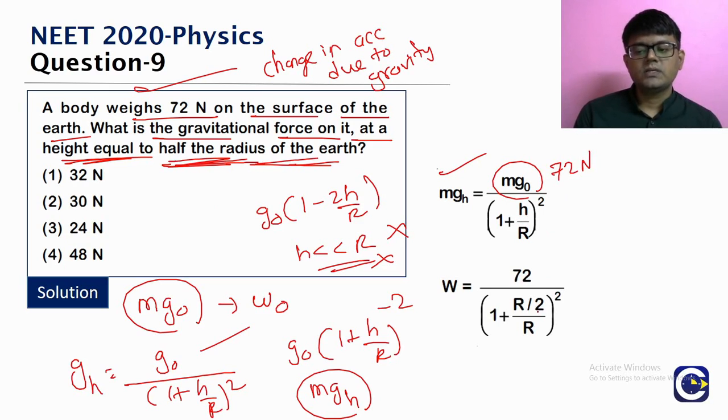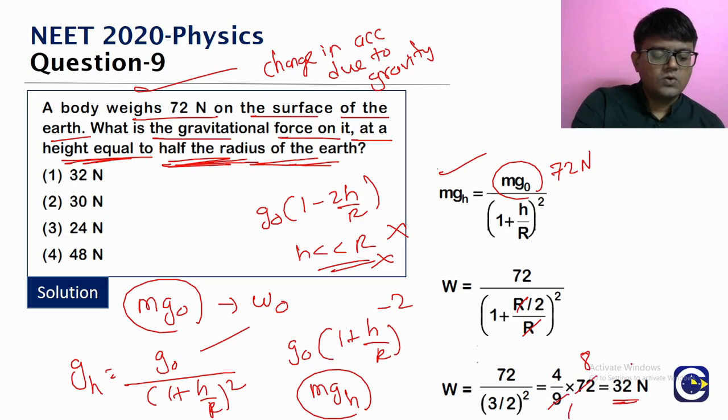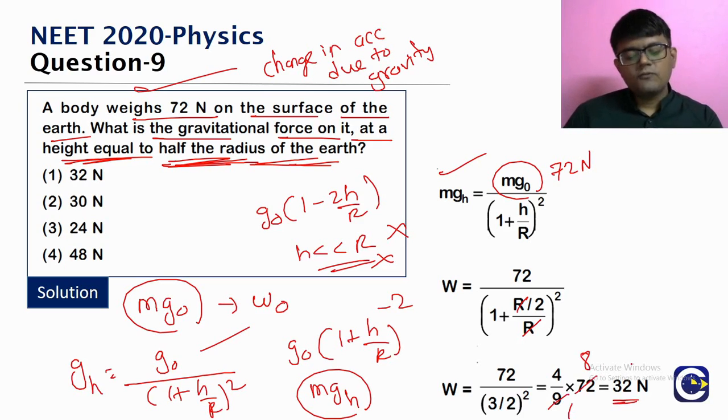So just substitute it. r and r will be cancelled. The denominator is 1 plus half, which is 3 by 2. So 3 by 2 whole square will come. Whole square means 9 by 4. The 4 will go to the numerator. So 4 by 9 into 72. 9 eights are 72, so 4 eights are 32. So the gravitational force acting on that object at a height which is half the radius of the earth is 32 newtons.